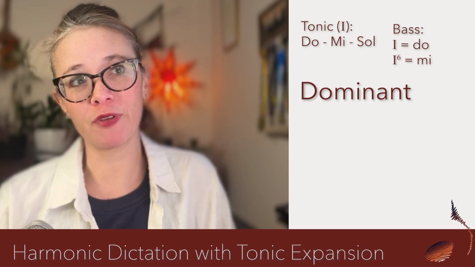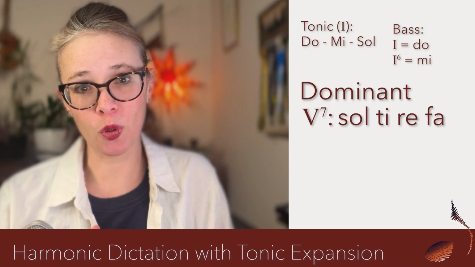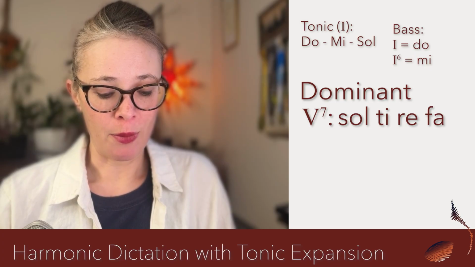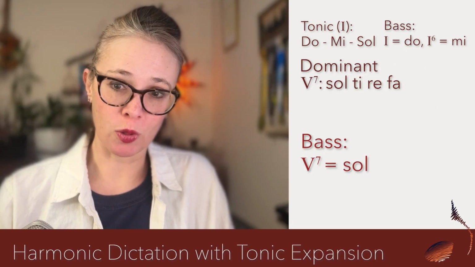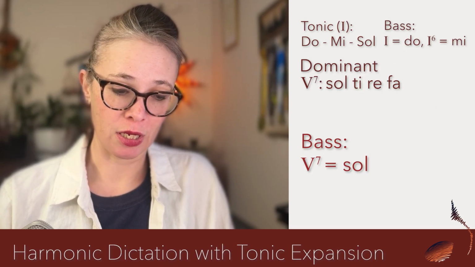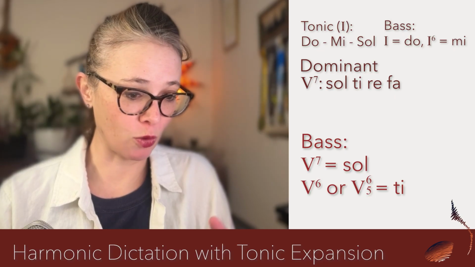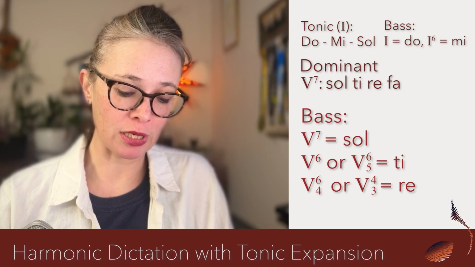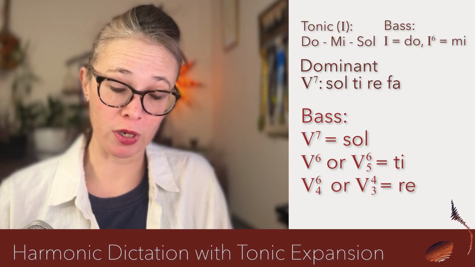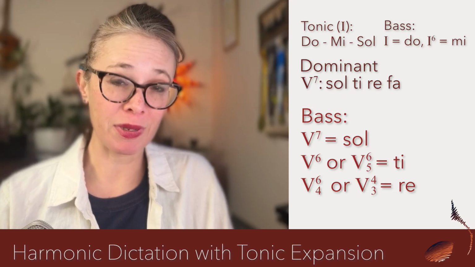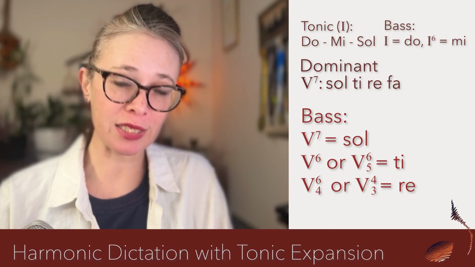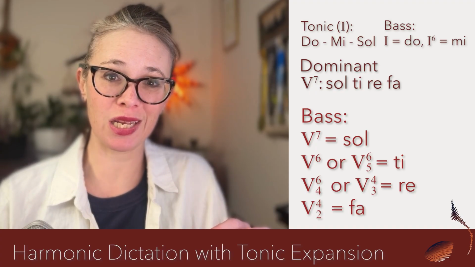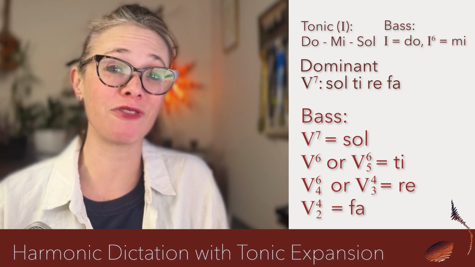So if we think about the 5/7 chord, it is sol, ti, re, and fa. So root position, sol is in the bass. First inversion, 5/6 or 5/6/5, you're going to have ti in the bass. Second inversion will be your 5/6/4. You could have that. It's rare, or a 5/4/3. That's going to be re in the bass. And then third inversion, the most unstable, is your 5/4/2, and that has fa in the bass.